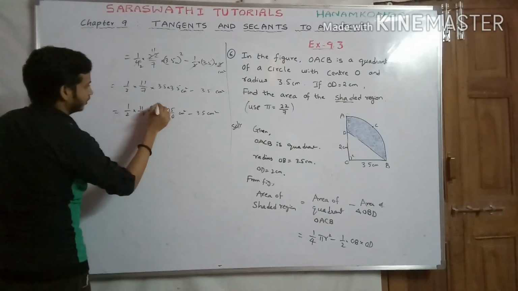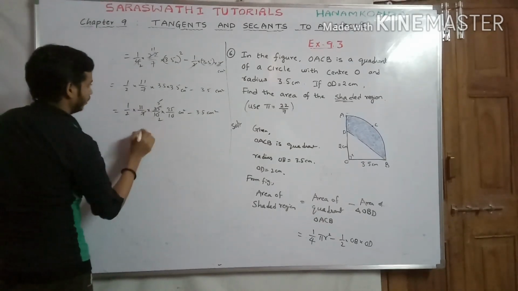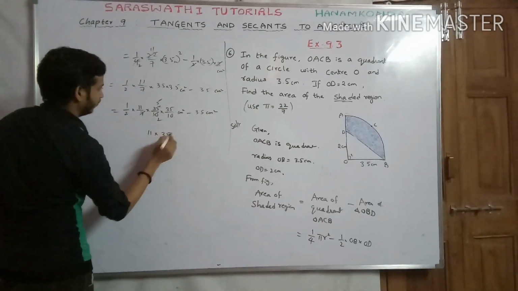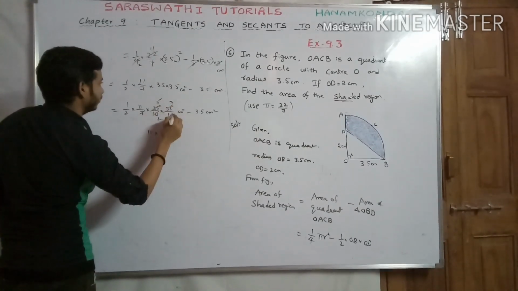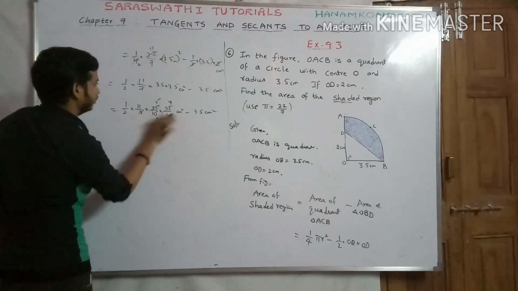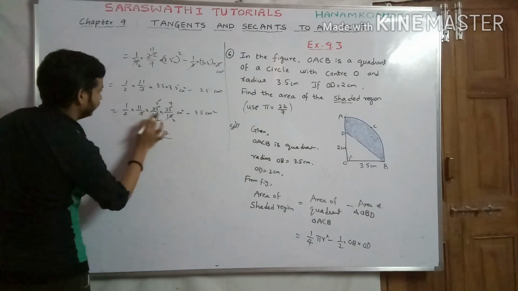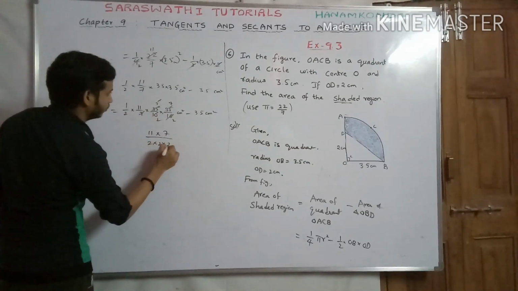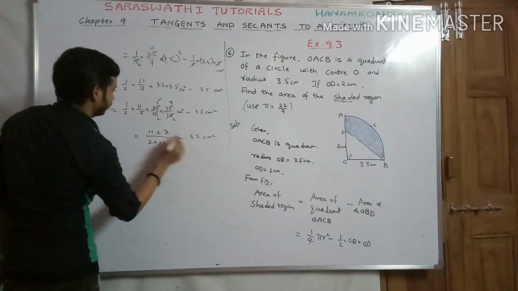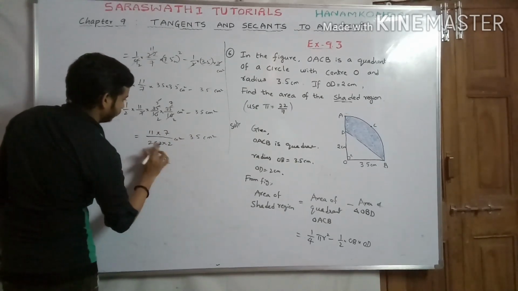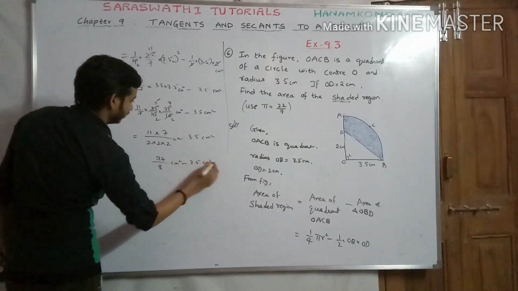So we can cancel the 7s and the 5s. Now 11 into 35, here also we can cancel 5 7s are 35 and 5 2s are 10. So 11 into 7 into 7/2 into 2 into 2, that is 2 into 2 into 2 minus 3.5 centimeters square. So 11 7s is 77 by 2 2s are 4, 4 2s are 8 centimeters square, minus 3.5 centimeters square.